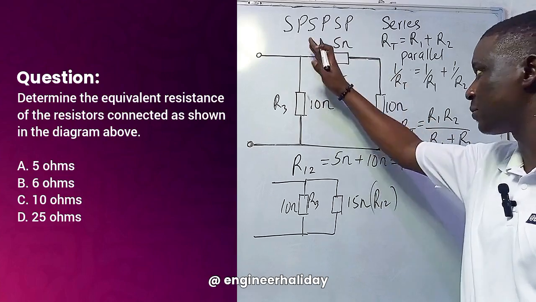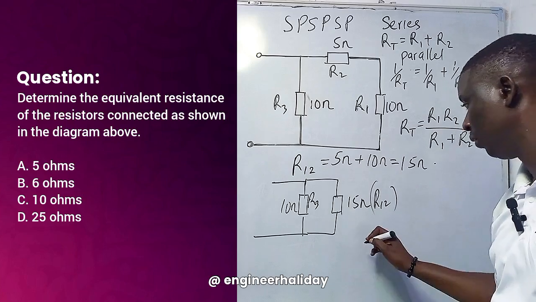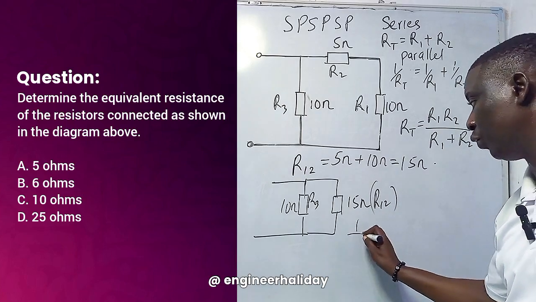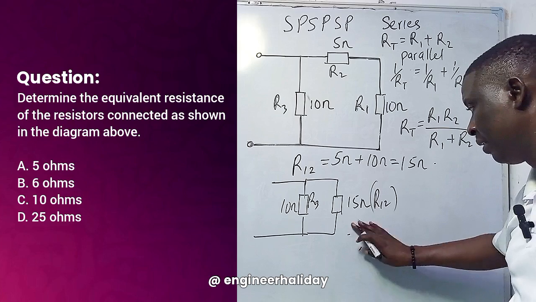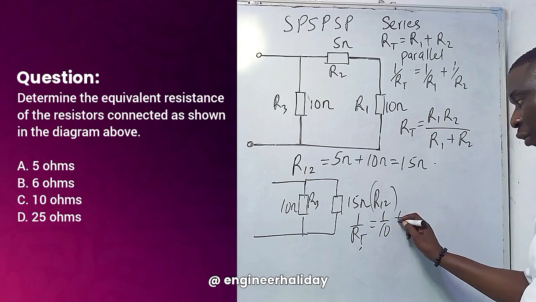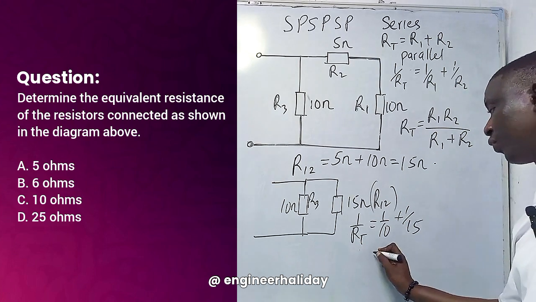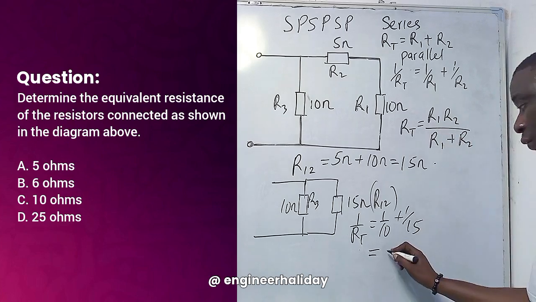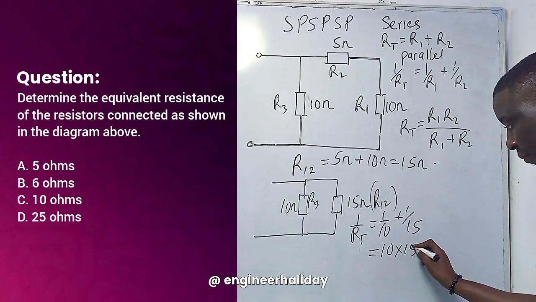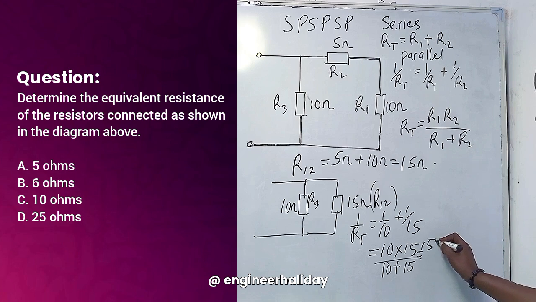So I've solved series now. What I expect is that this combination will be in parallel with what? With the 10 ohms. So I would have 1 over R total equal to 1 over 10 plus 1 over 15. So what will that be? For us to solve it quickly, use the formula product over sum, which is 10 times 15 over 10 plus 15. So what do we have now? We are going to have 150 divided by 25.